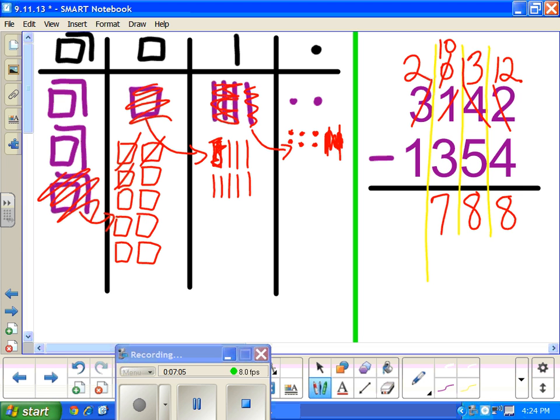In the thousands place, we have 2 thousands, and we're trying to take 1, which we can do, which leaves us 1,000. So our difference, or our answer to this problem, is 1,788.